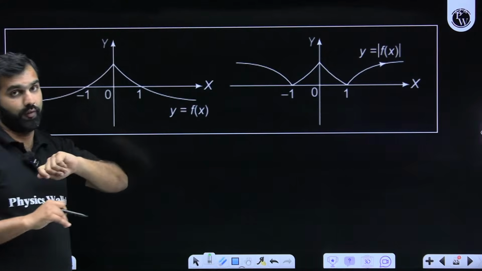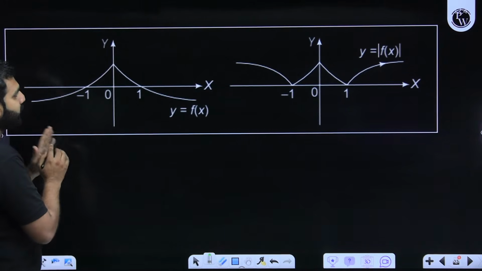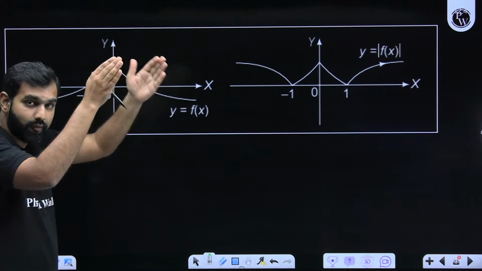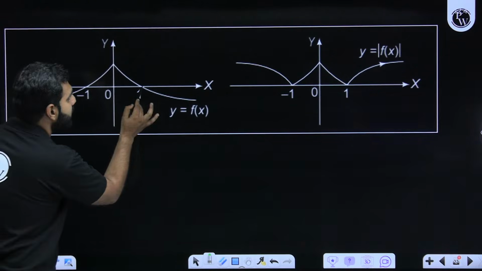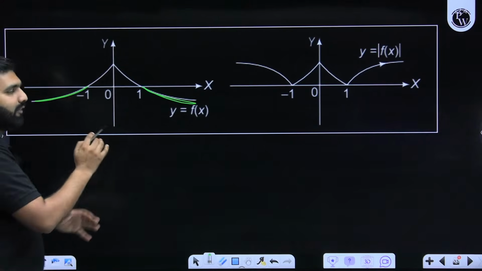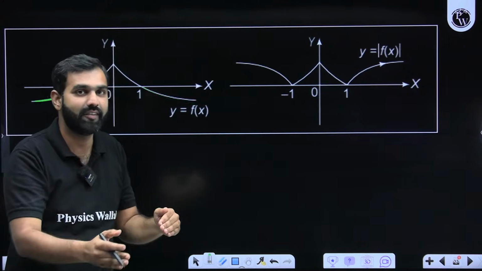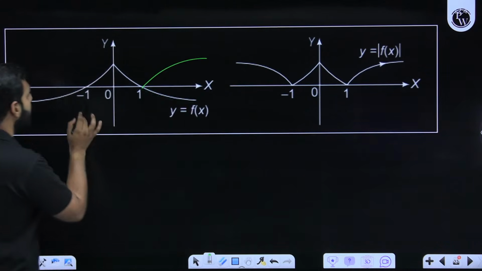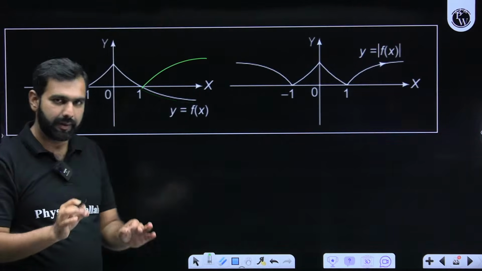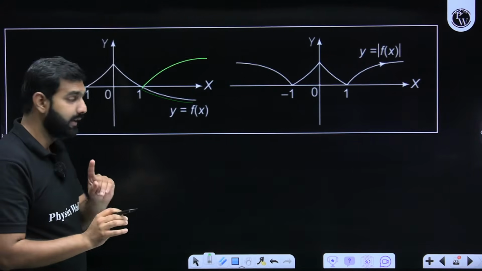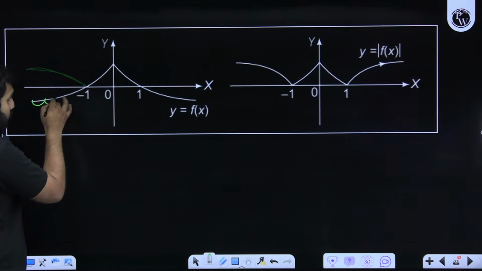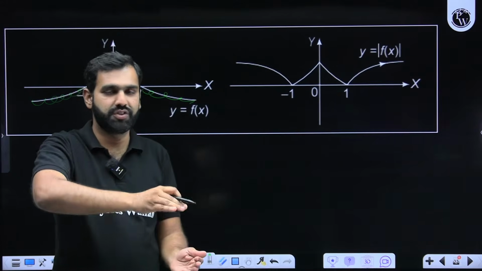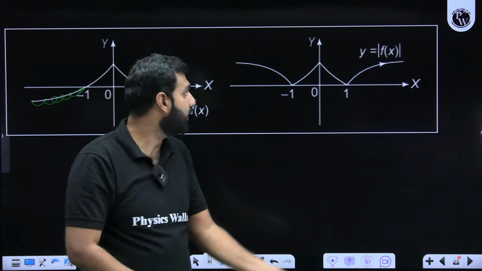So for mod of f of x, what you got to do is simply do nothing. But here, since we are putting mod over f of x, now f of x will become non-negative. So in this zone, whatever values are there, which are numerically negative, will become numerically positive. So this part will get reflected here and this part will get reflected here. What you got to do is, you will remove this part and this part which is there below the x-axis for mod of f of x.